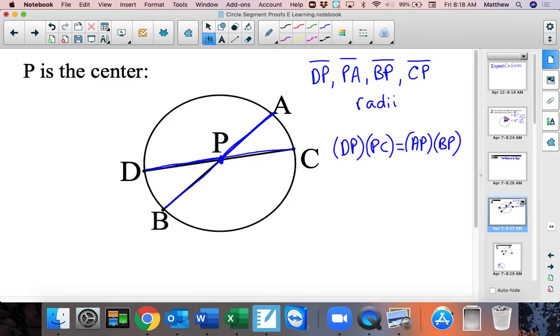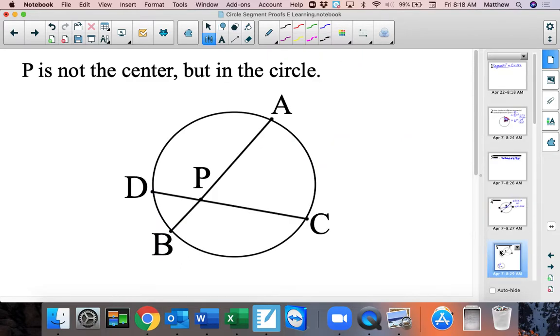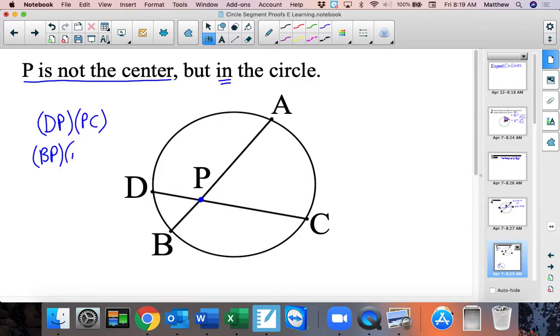Instead, what we want to do, the first topic, and this is our only one for today, is when two segments intersect, but P is not the center. Okay? So P is not the center, and these two segments still intersect in the circle. So we're trying to come up with some formula that will allow us to say what is DP and PC, what is that product, and what is BP times AP.